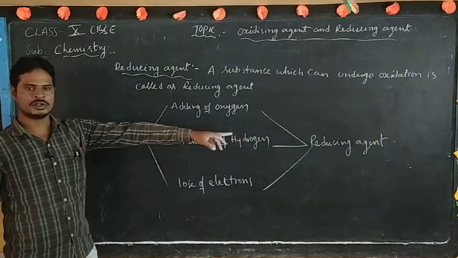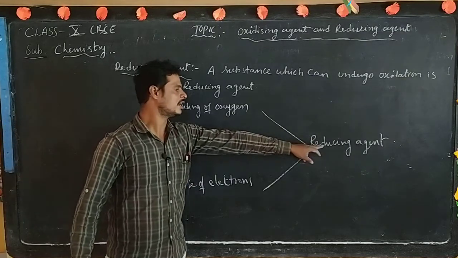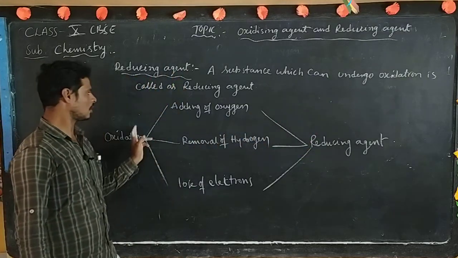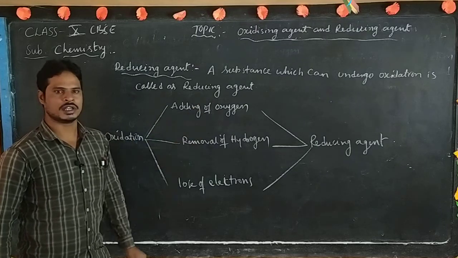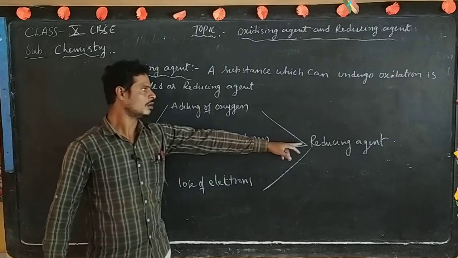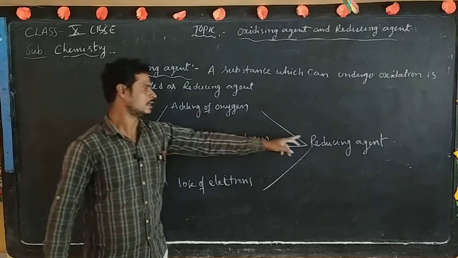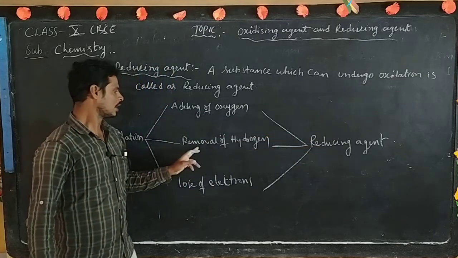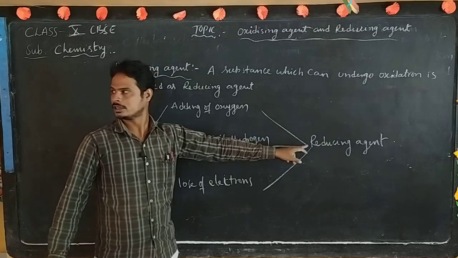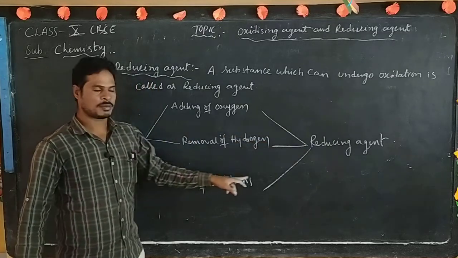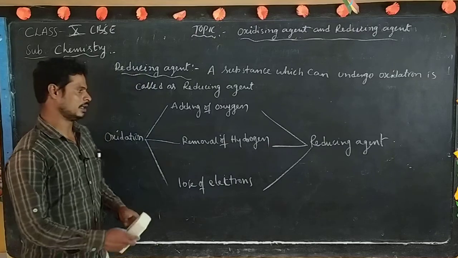Oxidation equals reducing agent. What is the definition of reducing agent? A substance which can undergo oxidation is called a reducing agent. Oxidation equals reducing agent. So adding of oxygen is called reducing agent. Removal of hydrogen is called reducing agent. Next, loss of electrons is called reducing agent.